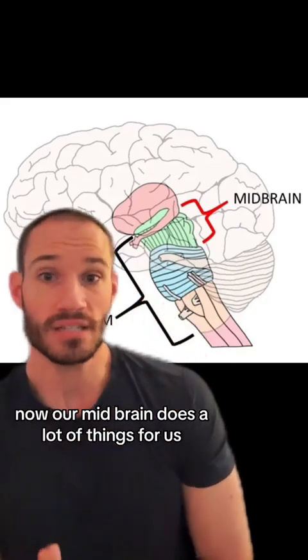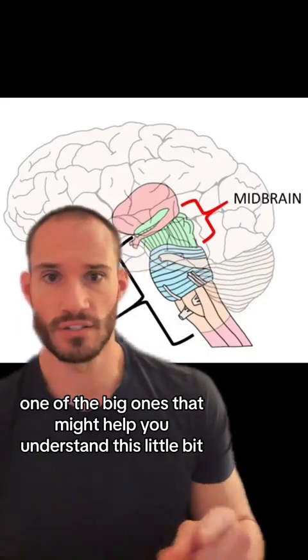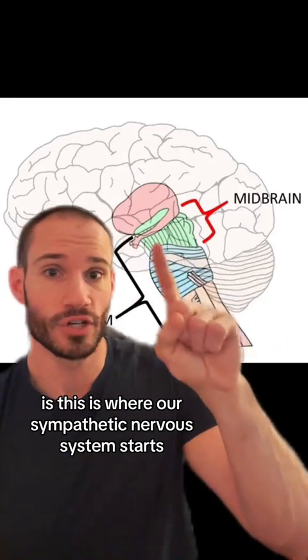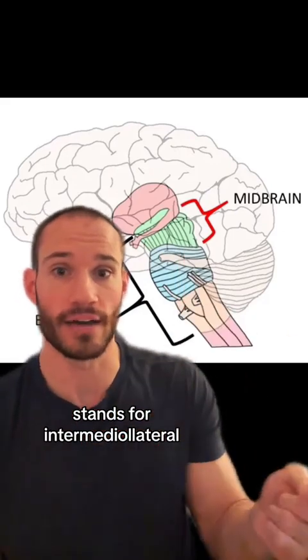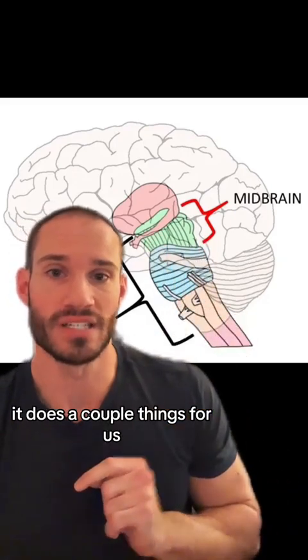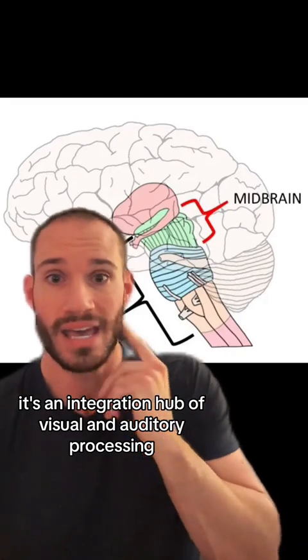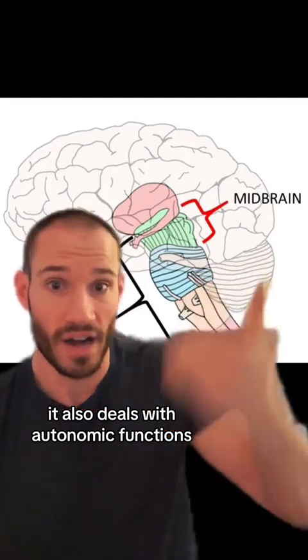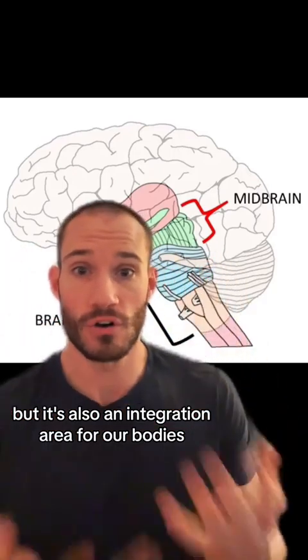Our midbrain does a lot of things for us. One of the big ones that might help you understand this a little bit is this is where our sympathetic nervous system starts. It's called the IML, which stands for intermediolateral. In this area, it's an integration hub of visual and auditory processing. It also deals with autonomic functions, but it's also an integration area for our bodies.